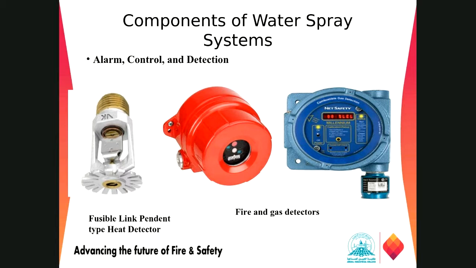Mostly in the process areas or in the pipe rack, they just install fire and gas detectors. So this gas detector will detect some gases. If there is a release of gas up to some level in the atmosphere, it will give a signal to the fire alarm control panel to release the devices and discharge the water to extinguish the fire.